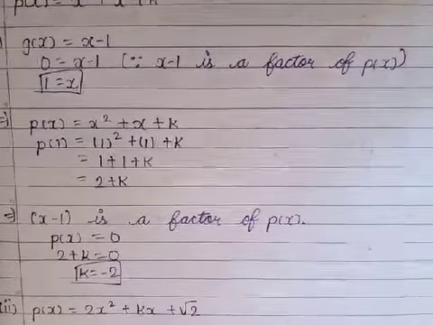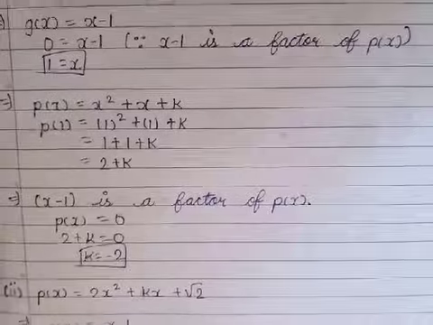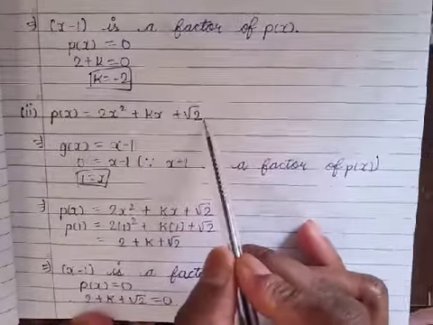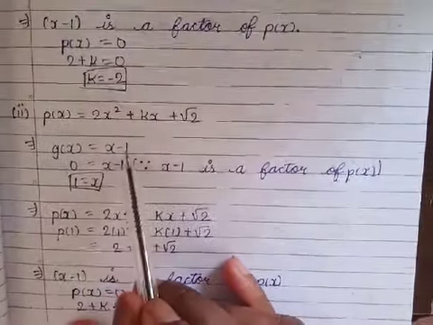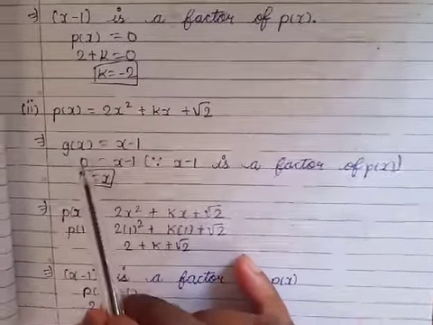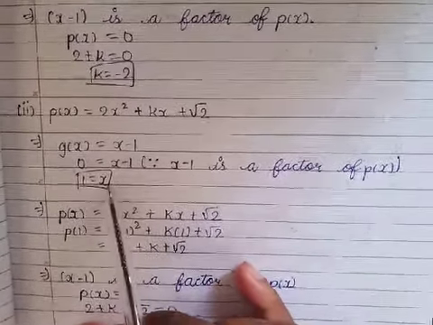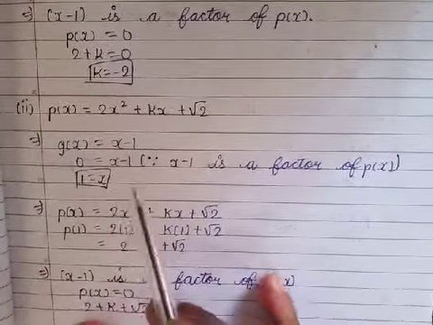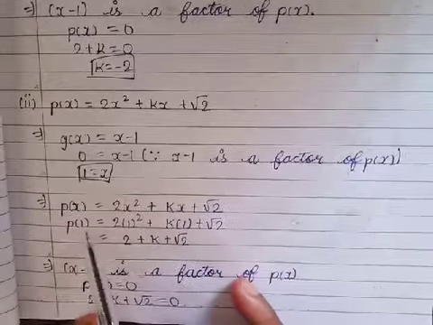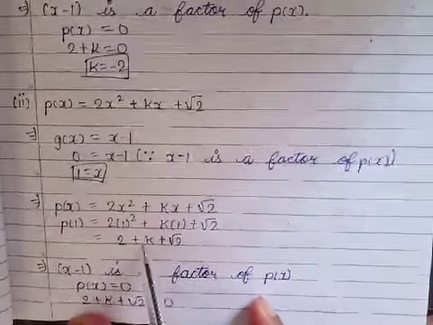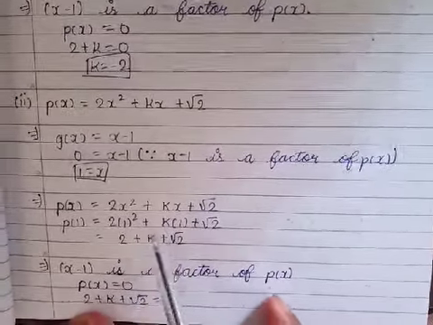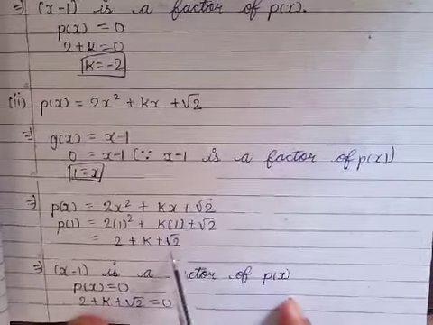Is it? Now p(x) is the second sum. p(x) is equal to 2x squared plus kx plus root 2. g(x) is equal to x minus 1. So g(x) is equal to 0, so x minus 1 is equal to 0. So x is equal to 1. Is it? Now we have to find p of 1. So p of 1, what we got? 2 plus k plus root 2, by substituting x is equal to 1.